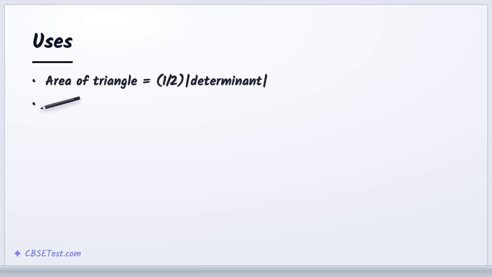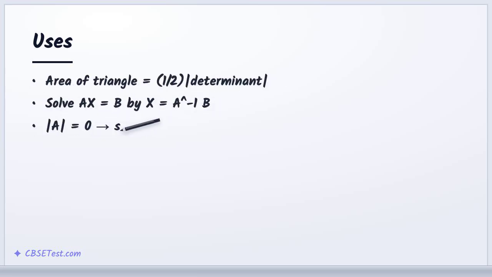Determinants also give the area of a triangle from its vertices, and let us solve a system AX equals B, as X equals A inverse B. If the determinant is 0, the matrix is singular and has no inverse.